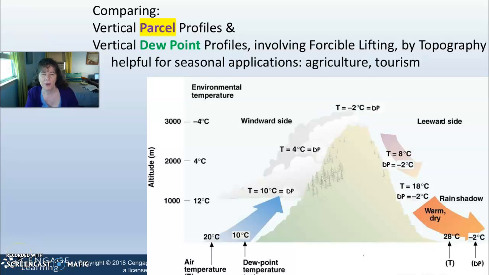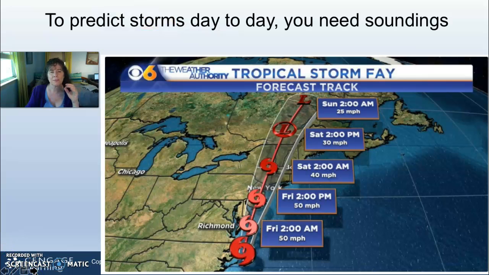Okay, so we just talked about rain shadows, and we talked about expansional cooling on the windward side and compressional warming on the leeward side. And in doing so, we're comparing the vertical temperature profiles of the parcel to the vertical temperature profiles of the dew point. And I want to take that a little bit farther in talking to you about predicting climate through rain shadows versus predicting day-to-day storms through soundings.